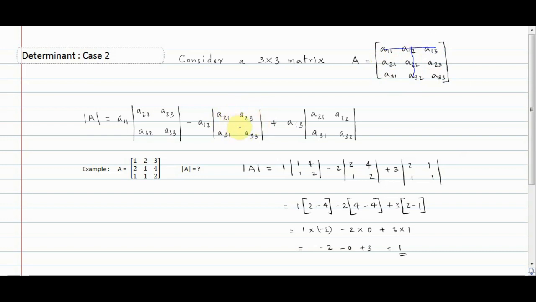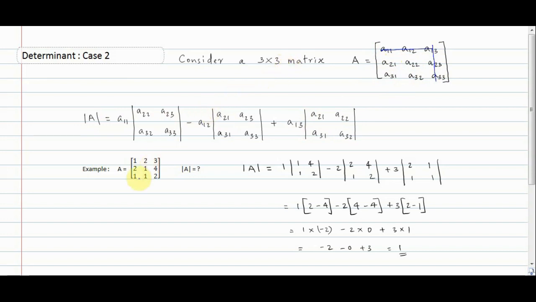Multiply that determinant value with A12. Then plus. Here we were having minus sign, so here it should be plus A13. A13 is the element that comes in the first row and third column. So A13 into, just omit the row and column containing A13. We will have these 4 elements left out. Find out the determinant of the matrix having these 4 elements. Multiply that with A13. So we get this. So this is how we obtain this formula to calculate the determinant of a 3 by 3 matrix.